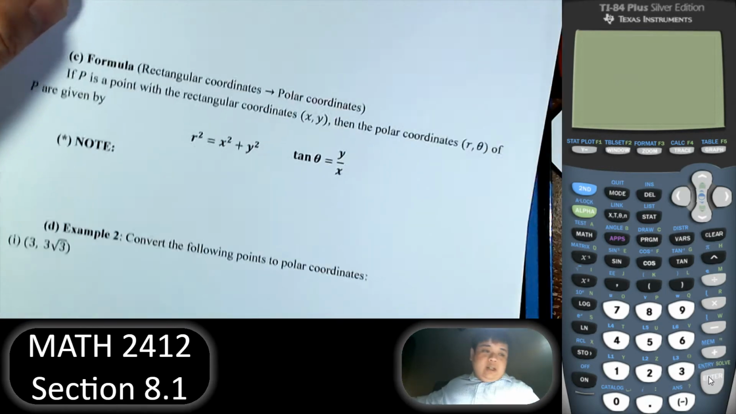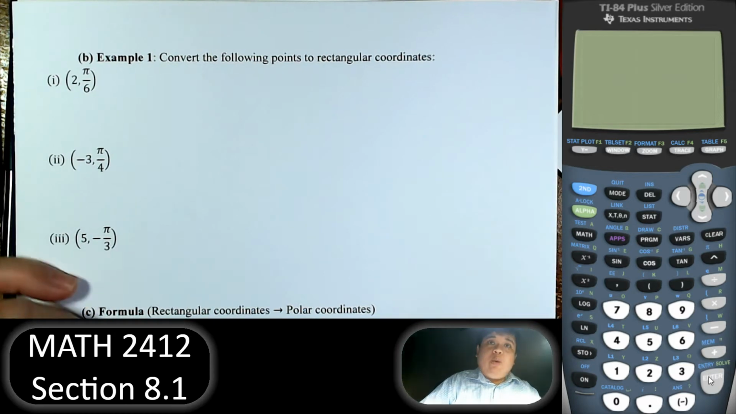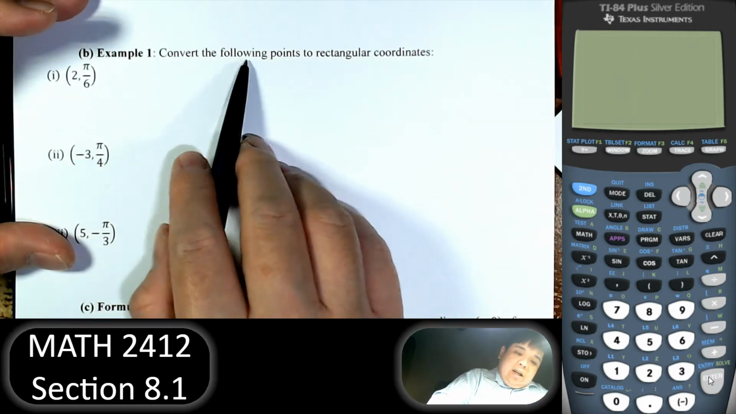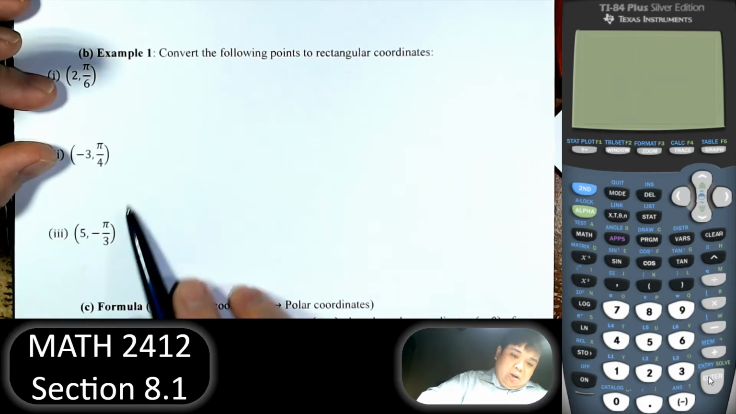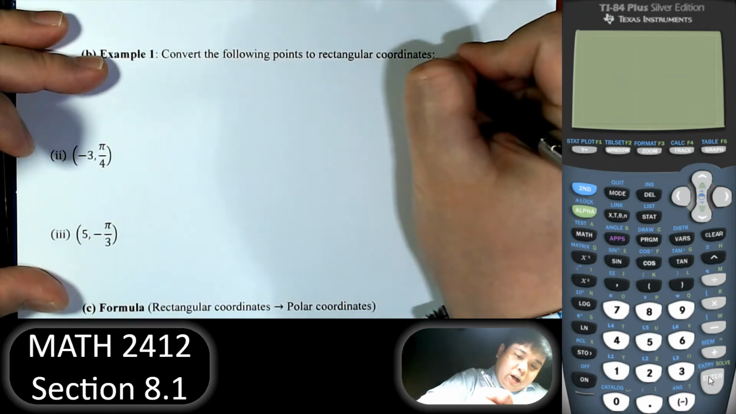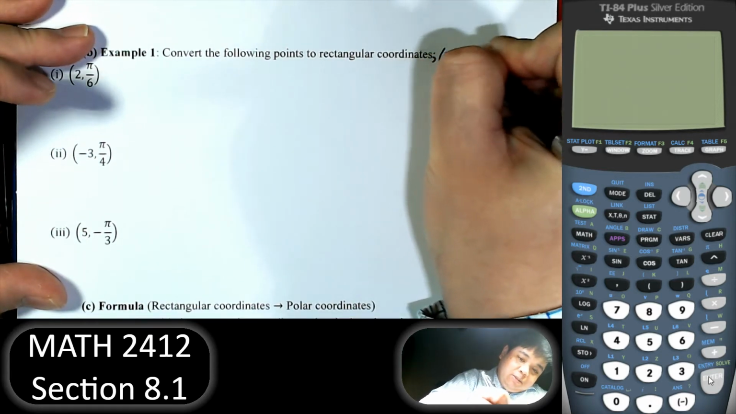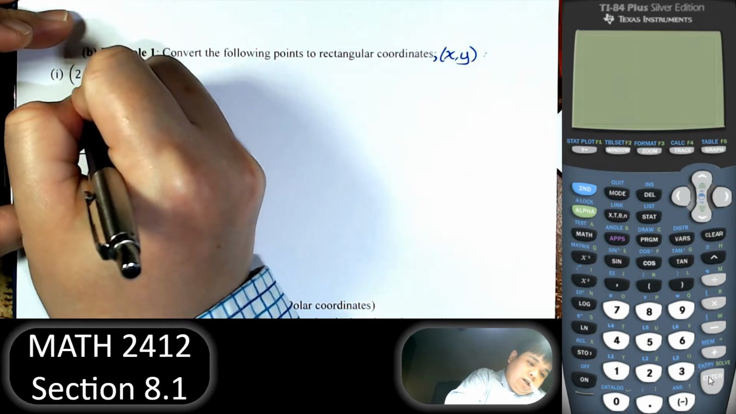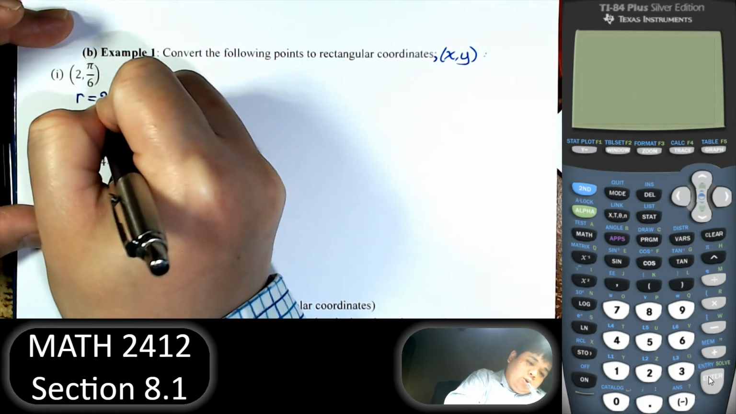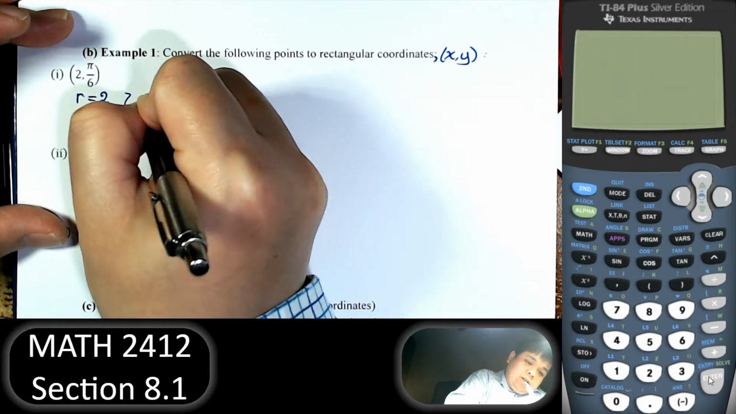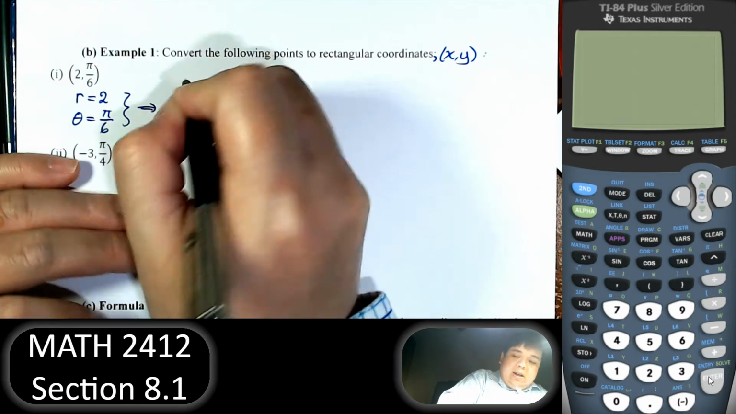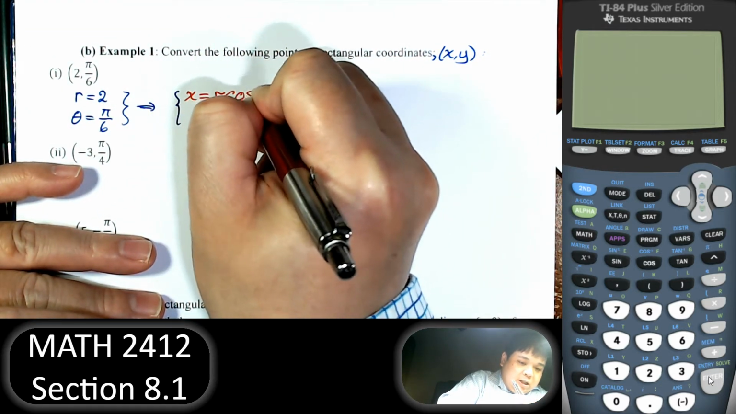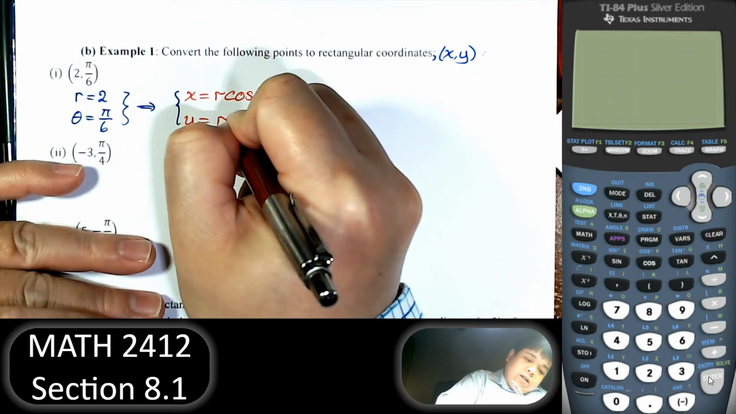Right, let's look at this example. Convert the following point to rectangular coordinates. Right, this will be easy, straightforward. Rectangular coordinates are x y. So originally we have r and theta. So originally r is equal to 2 and theta is equal to pi over 6. With that, to convert to rectangular coordinates, x equals r cosine theta and y equals r sine theta.